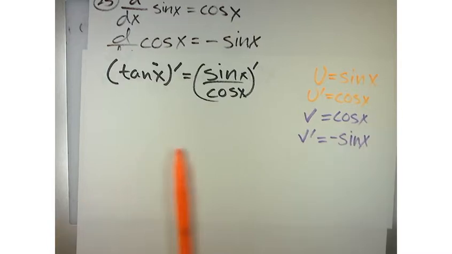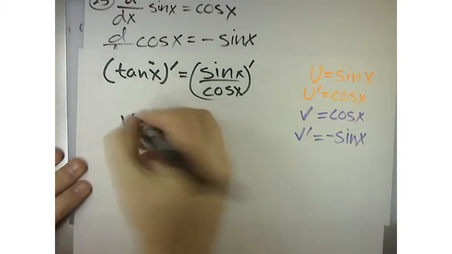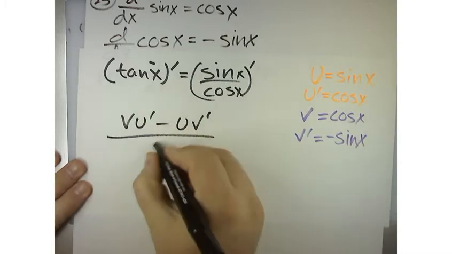Okay? And so then we just do the quotient rule. You've got to be very precise, and I would encourage you guys to look it up in your textbook every time until you've memorized it. It's v u prime minus, the opposite of that, so it's always going to be v u prime minus u v prime all over v squared.